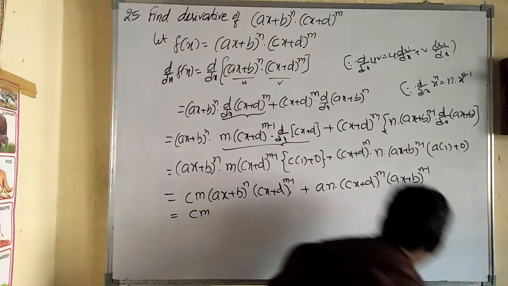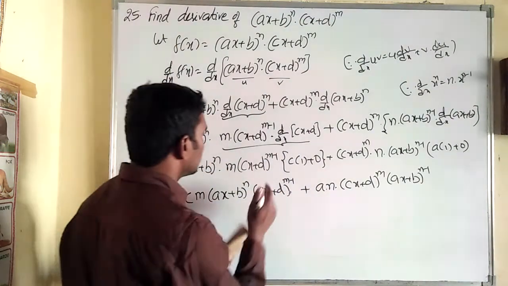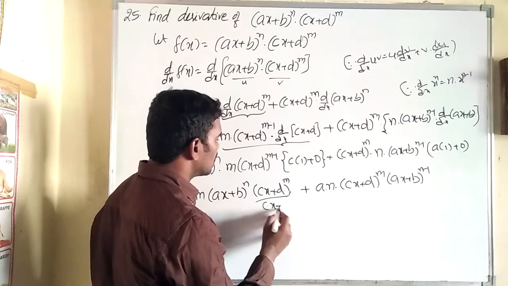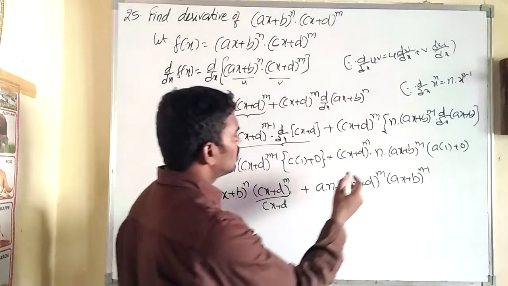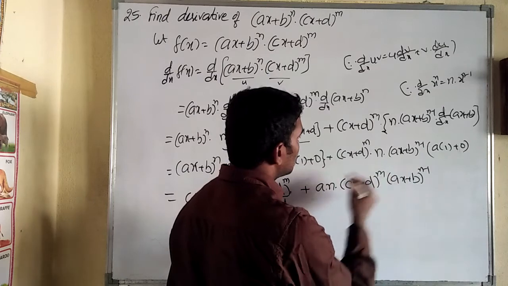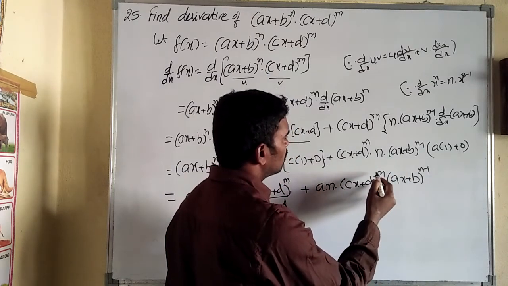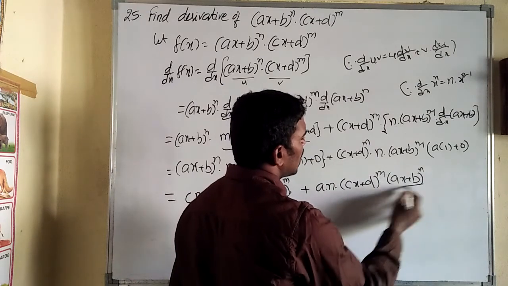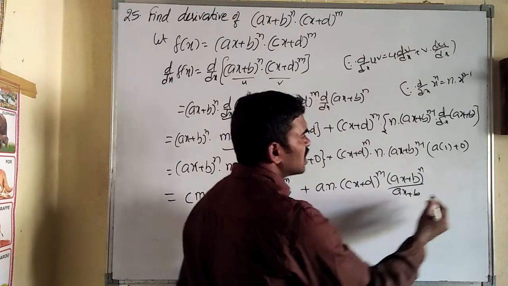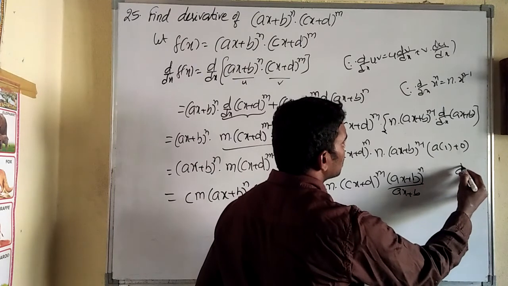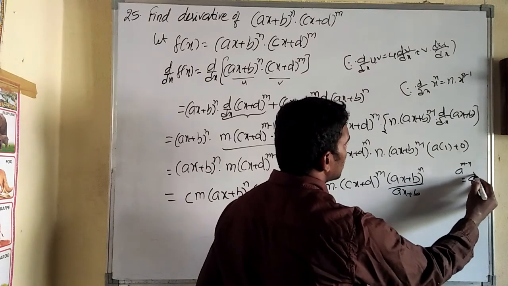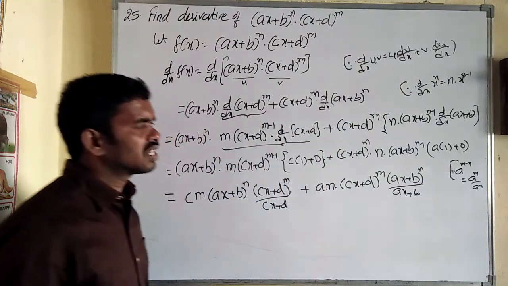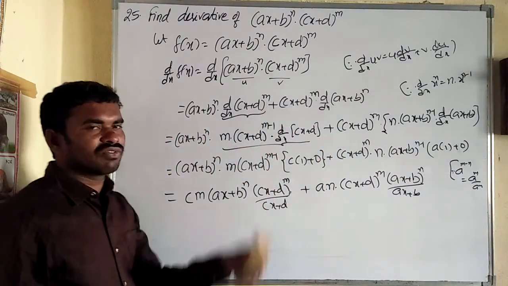We can write (cx plus d) whole power m by (cx plus d). Here also, this n, this a, (cx plus d) whole power m, same, (ax plus b) whole power n minus 1 means (ax plus b) whole power n by (ax plus b). Suppose a power m minus n is there, we can write a power m by a power n. From 6th class, 7th class onwards we learn that formula.